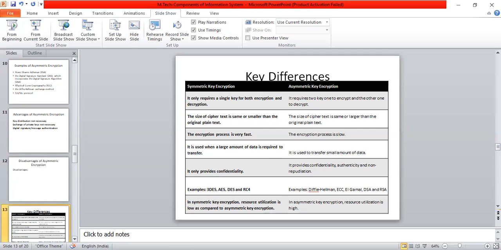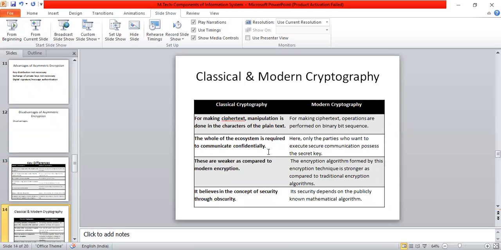And one important difference is between classical cryptography and modern cryptography. In classical cryptography, to make ciphertext, manipulation is done on the characters of the plain text. In modern cryptography, to make the ciphertext, operations are performed on binary bit sequences. In classical cryptography, the whole ecosystem is required to communicate confidentially. In modern cryptography, only the parties who want to execute secure communication possess the secret key.